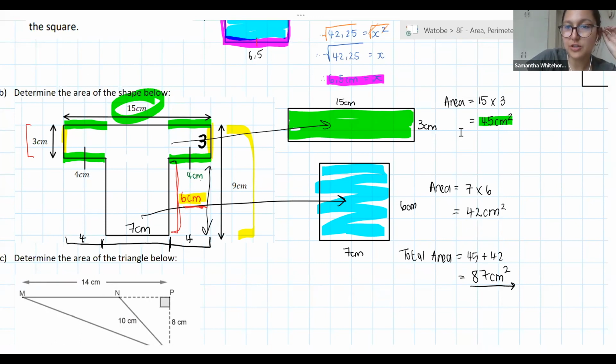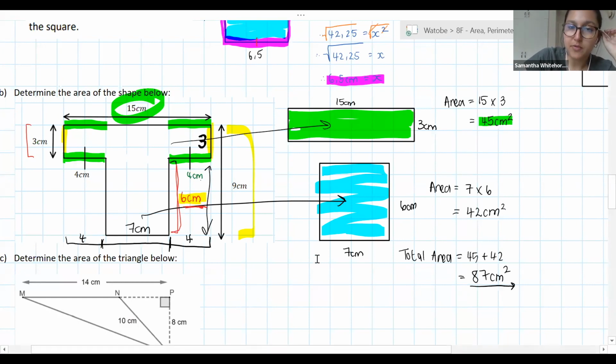Alrighty, guys. So just bear in mind that there's other ways that you could break this up. Bear in mind that sometimes we do need to do a little bit of work beforehand to work out dimensions that we're missing. You could have broken it up into 2 slightly smaller rectangles and then 1 big rectangle. It really doesn't matter as long as you are breaking it up into shapes that you're comfortable working with in terms of working out the area, you'll get the right answer.